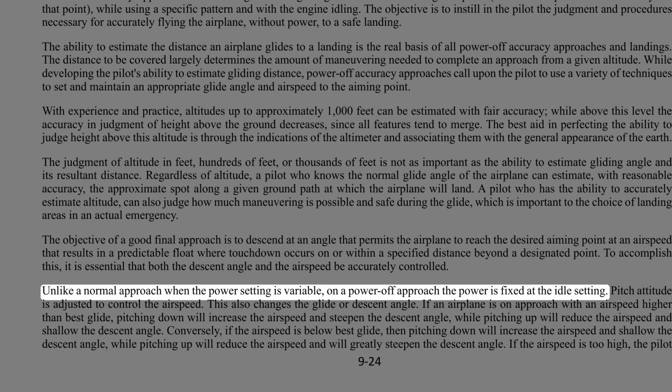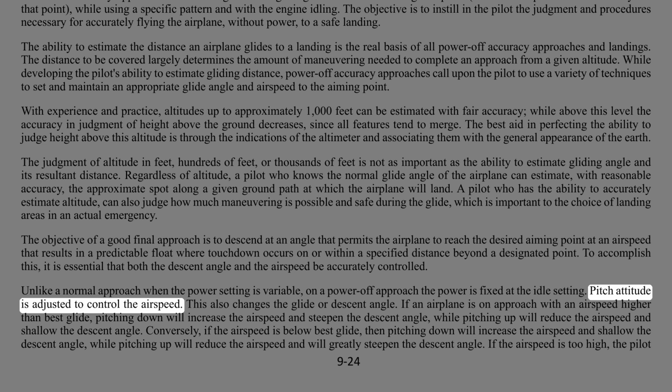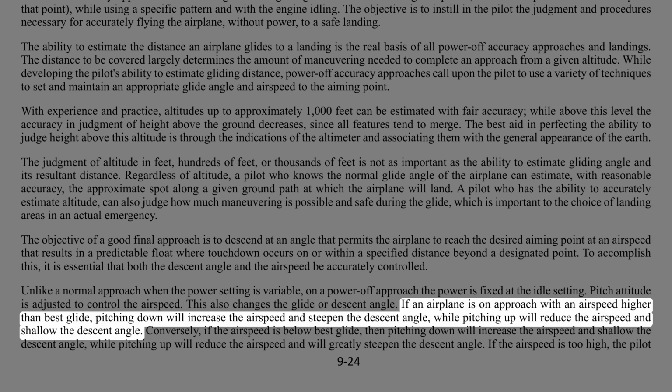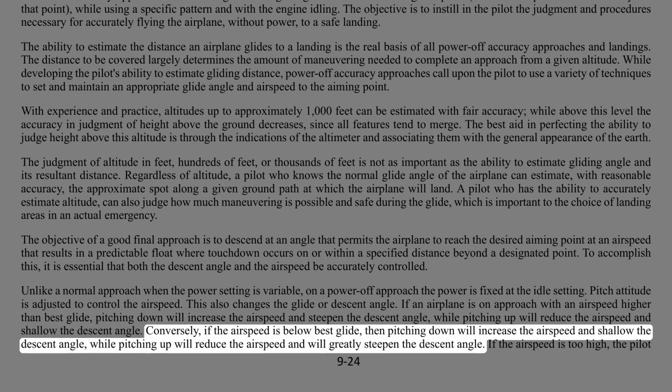Unlike a normal approach when the power setting is variable, on a power-off approach the power is fixed at the idle setting. Pitch attitude is adjusted to control the airspeed. This also changes the glide or descent angle. If an airplane is on approach with an airspeed higher than best glide, pitching down will increase the airspeed and steepen the descent angle, while pitching up will reduce the airspeed and shallow the descent angle. Conversely, if the airspeed is below best glide, then pitching down will increase the airspeed and shallow the descent angle, while pitching up will reduce the airspeed and will greatly steepen the descent angle.